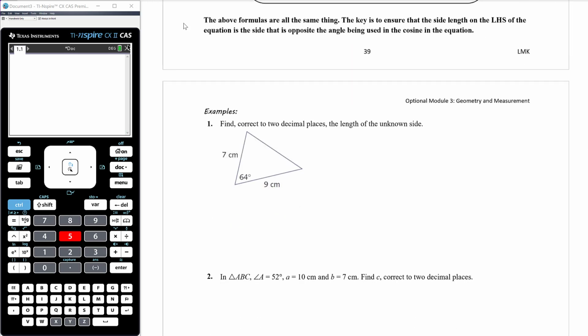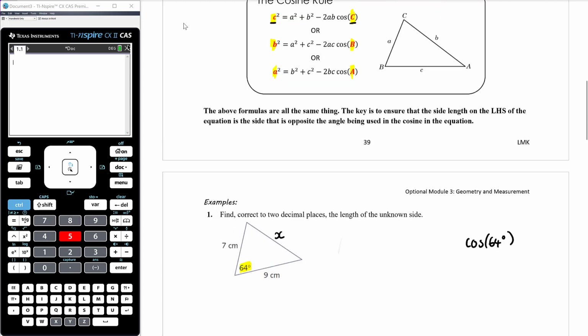All right, find, correct to two decimal places, the length of the unknown side. Let's call this unknown side x. Now, the 64 degrees is going to drive the whole way that we set up our equation, our cosine rule, because we only know 64 degrees, and so we have to be able to use cos of 64 degrees in our formula.